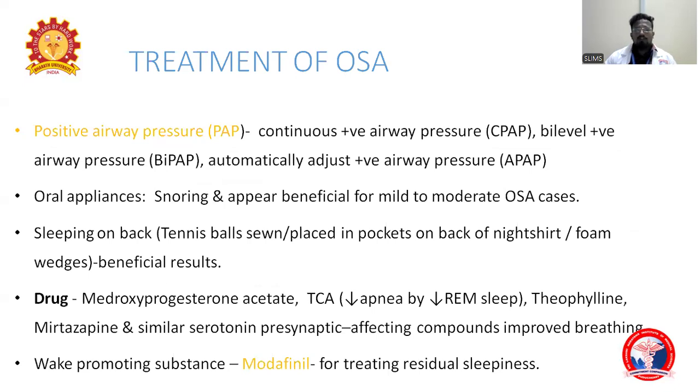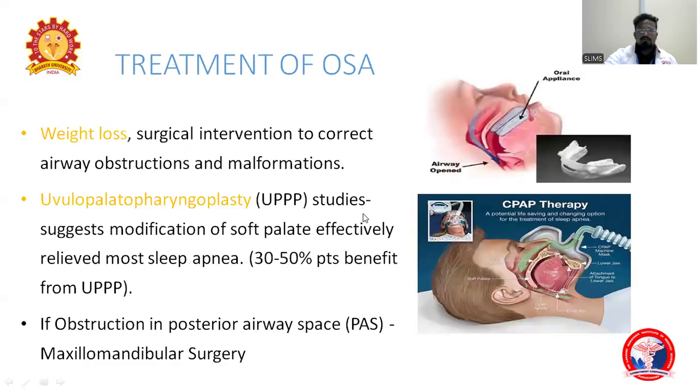So, treatment of OSA: positive airway pressure, PAP or BiPAP, can help. Oral appliances appear beneficial for mild and moderate OSA. Sleeping on the side, like tennis balls placed in pockets on the back of a night shirt, or foam wedges, also has beneficial results. Drugs like medroxyprogesterone acetate, theophylline, mirtazapine, and serotonin and epinephrine compounds improve breathing. Wake promoting substances like modafinil are used for treating residual sleepiness.